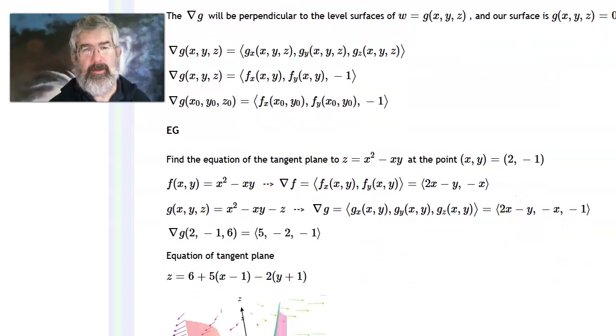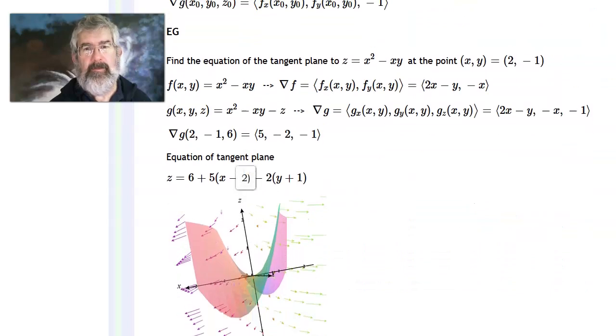Here is the function z is x squared minus xy, and I'm just going to do it at the point 2, minus 1. Right? Here's f. The gradient of f would just be 2x minus y, comma, minus x, so partial with respect to x, partial with respect to y. G, of course, was just this function f minus z.